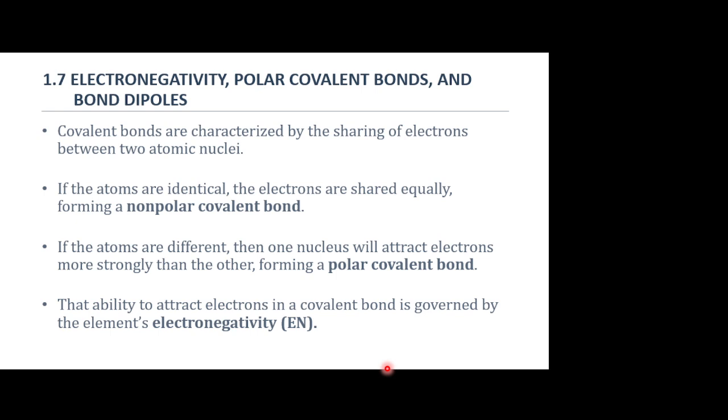If the atoms are identical, then the electrons are shared in a nonpolar covalent bond, meaning neither one is going to pull the electrons more than the other, right? And so the electrons are exactly equally split, and you don't have any overall charge. If the atoms are different, then one nucleus is going to attract the electrons differently than the other, right? Meaning one nucleus is going to pull those electrons more strongly, one less strongly.